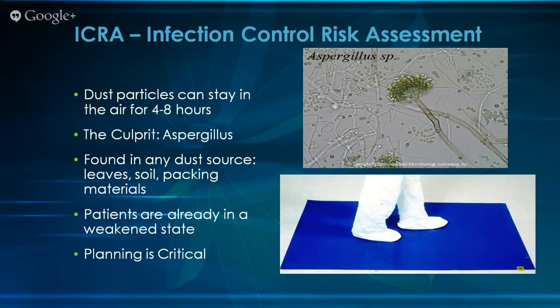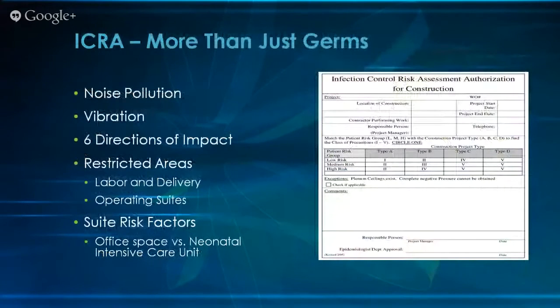Now, we come into contact with this daily, but we're not in the same condition as people that are in the hospital, and they are at increased risk. So when they encounter it, they can actually get sick and die from this. It's another important part of planning to make sure that we prepare for this. The thing in the bottom right is a tacky mat. I'll talk about that in my next slide.